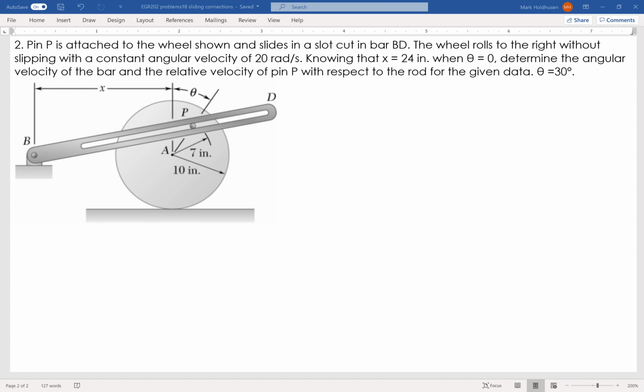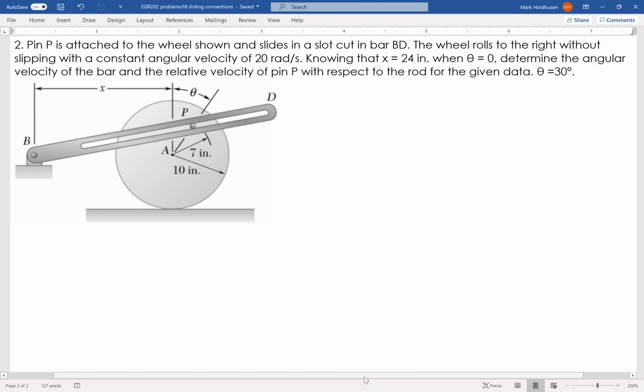Okay, so in this problem, we've got this thing rolling. There's a pin on it, and it's going within that slot, and it's rolling with a constant angular velocity at 20 radians per second. X is 24, that horizontal distance, when it's 0.